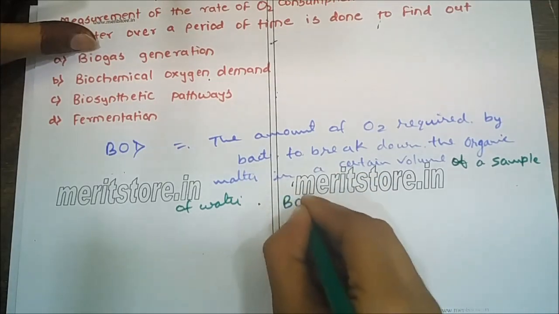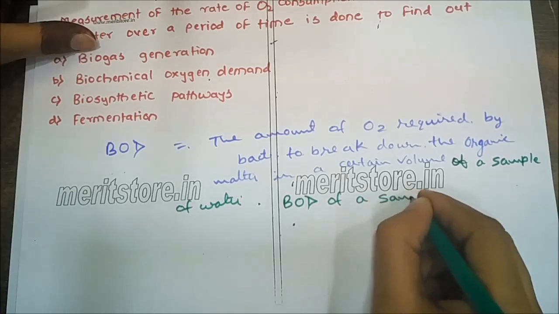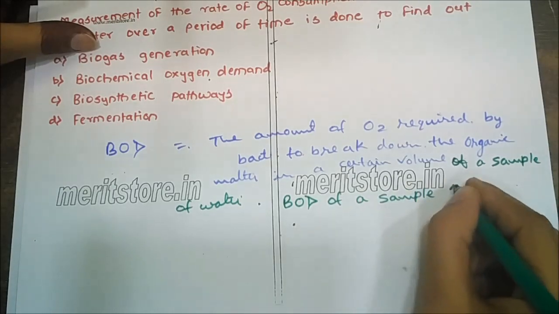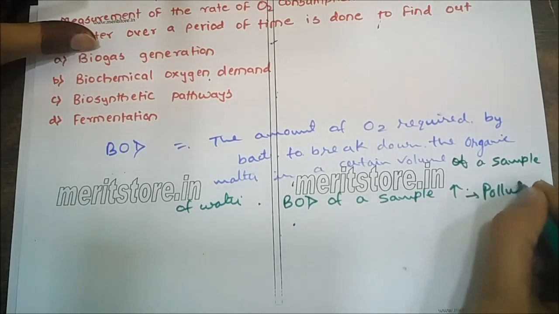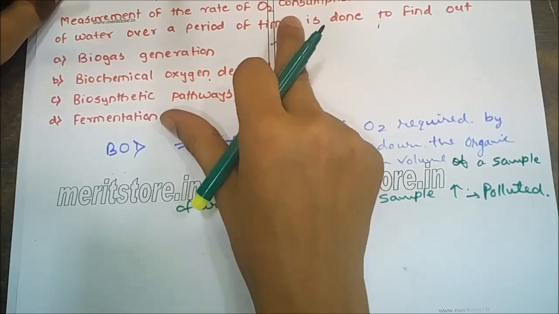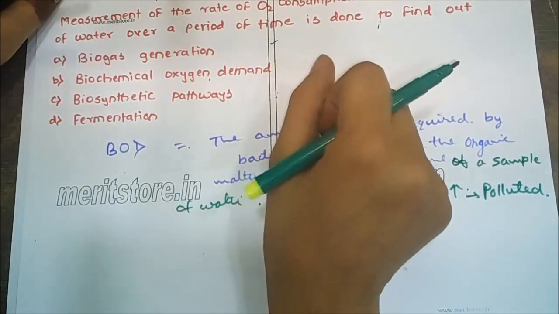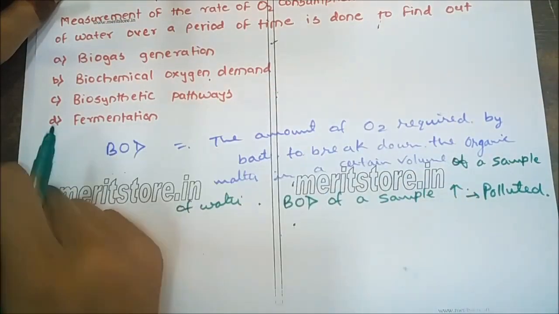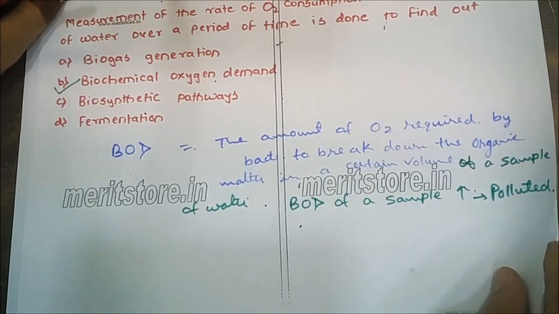Means if the BOD of a sample is high, then the water will be polluted. So, the measurement of the rate of oxygen consumption in unit volume of water over a period of time is done to find out the biochemical oxygen demand, that is our B.